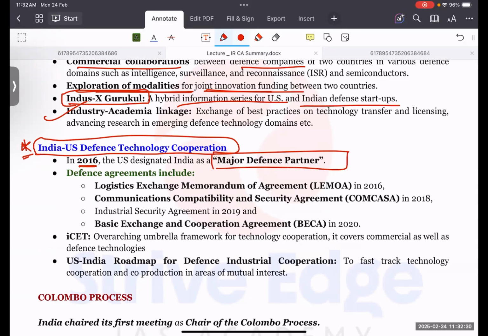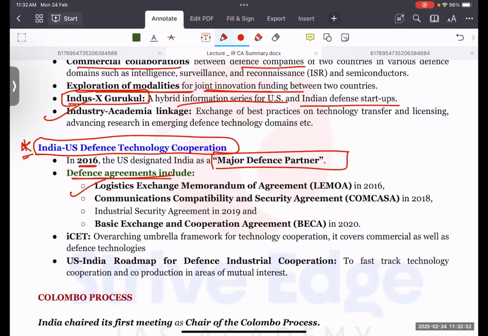So remember, India is the major defense partner for the USA since 2016. So what are the key defense agreements that are there? These are the 4 defense agreements that are important for the India-US defense relations. First one is the LEMOA, that is the Logistics Exchange Memorandum of Agreement.